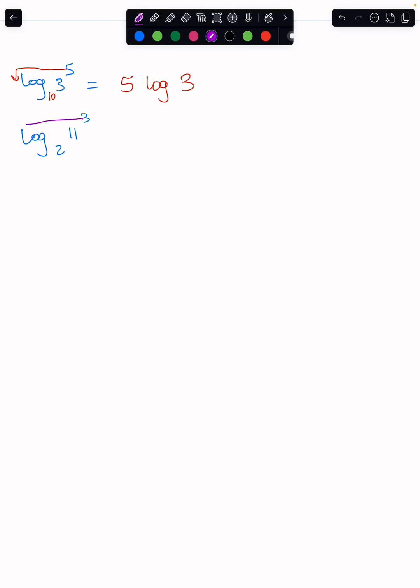That 3 is going to drop down to the front. So I'm going to end up with 3 times log base 2 to the 11. All right. Okay. Now, another thing I want to mention, and I'll go ahead and do it right here. I probably could have done it earlier, but I'll do it right here, is this.